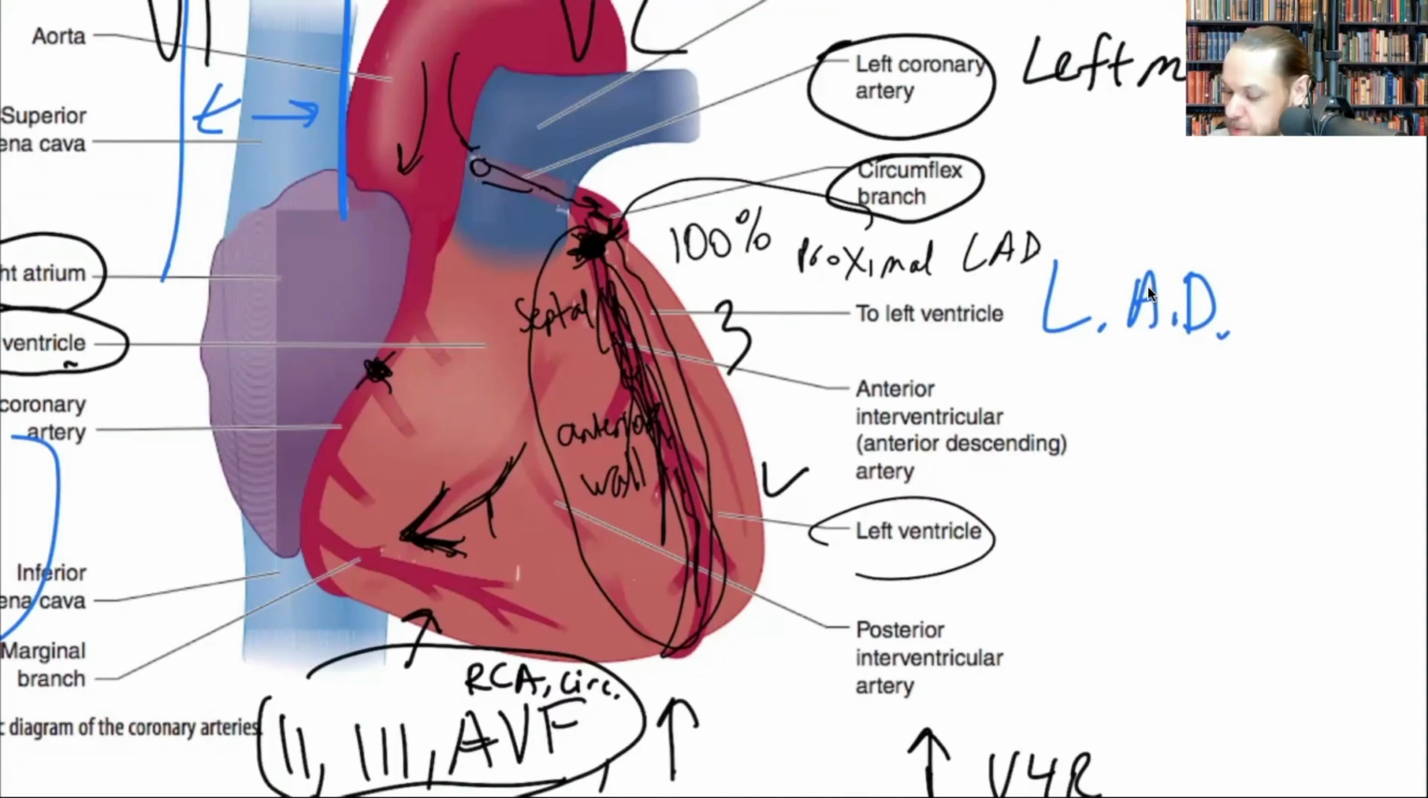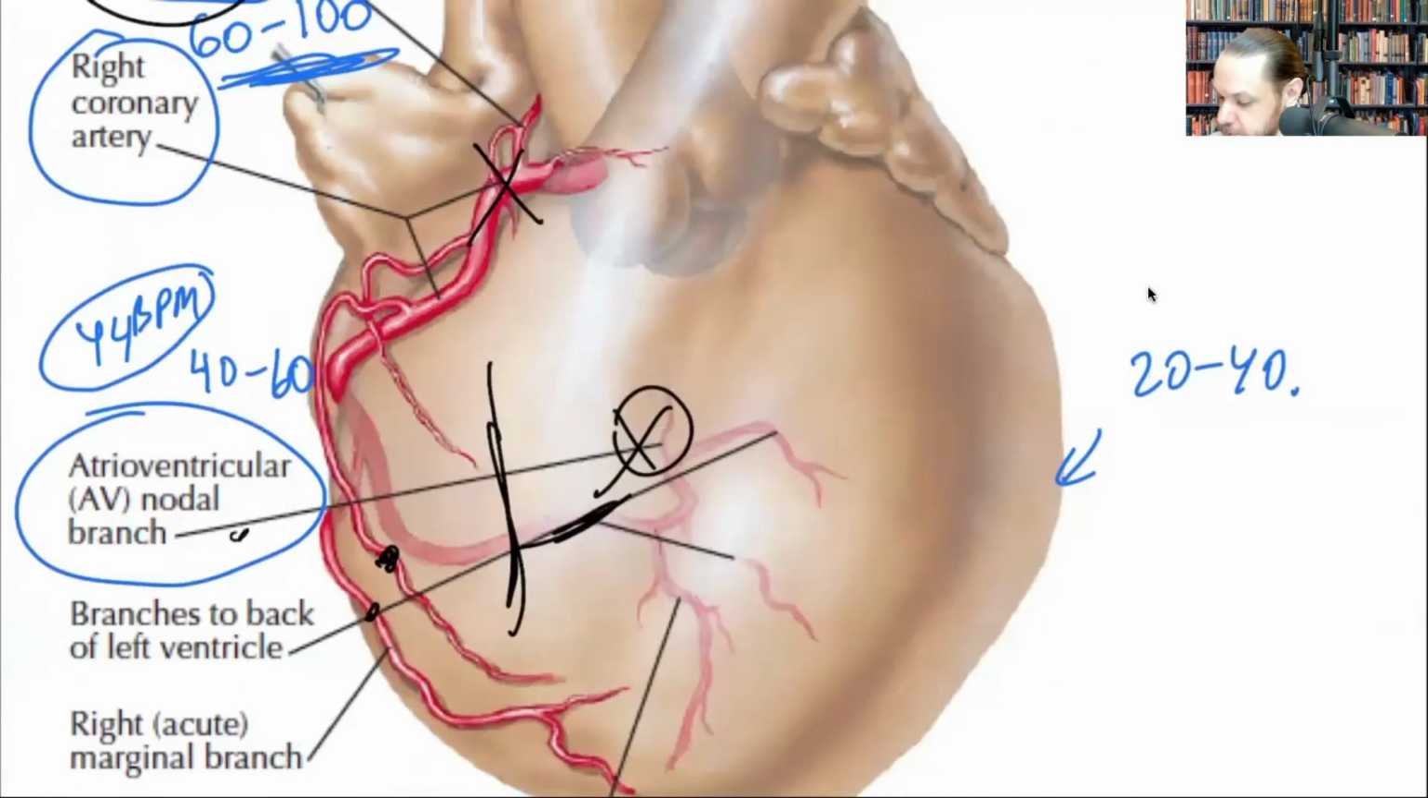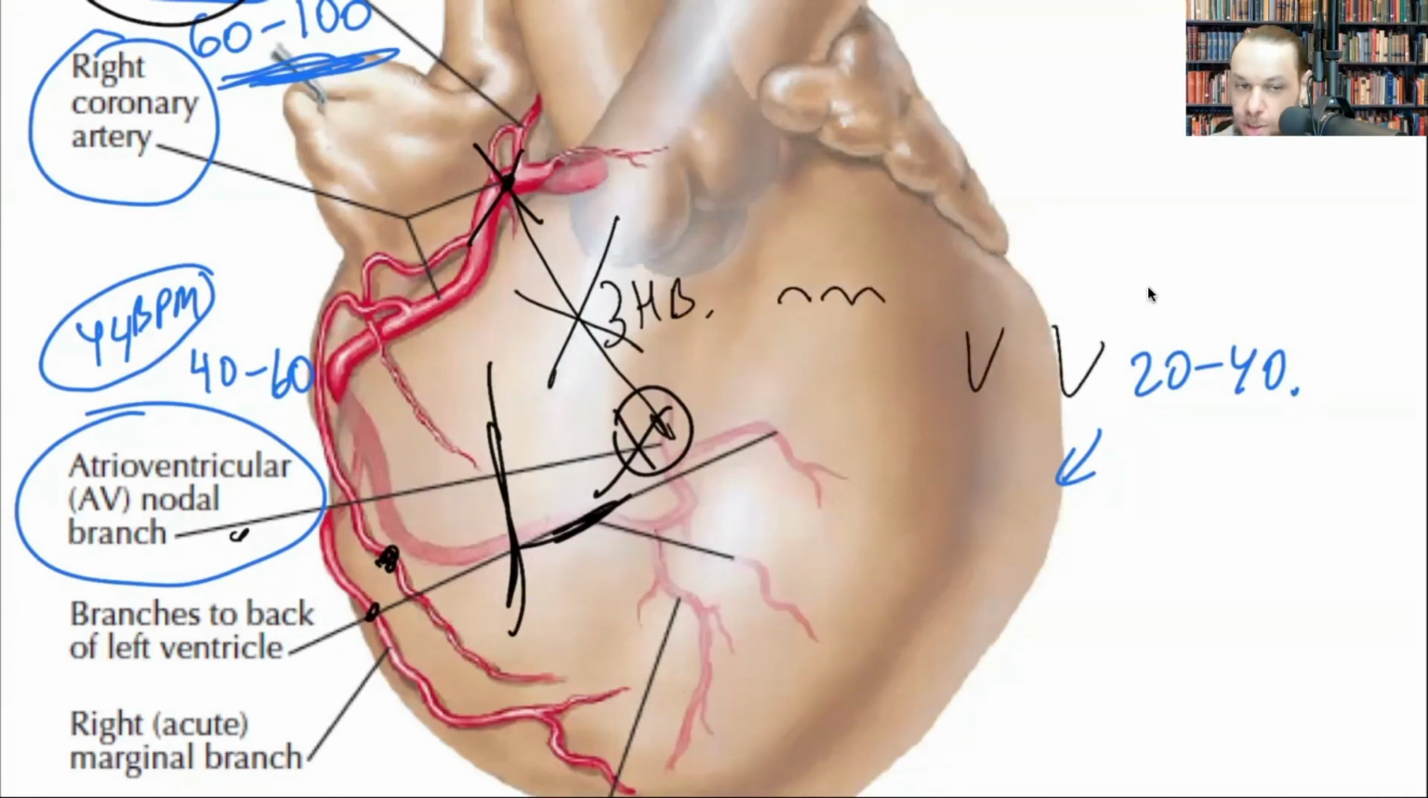You have the SA node and the AV node. Actually, I have a picture here. When you have a third degree heart block, it means your conduction from the SA node to the AV node is cut off. So you have atria that are beating at their own rate, and ventricles that are beating at their own rate. You'll see an atrial heart rate between 60 to 100, and a ventricular rate of 20 to 40, and they're not in communication with each other. So you have AV dissociation.